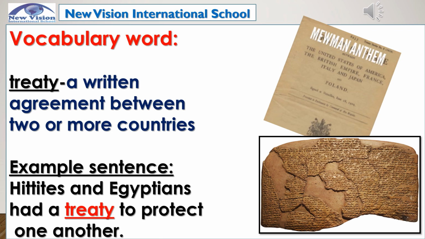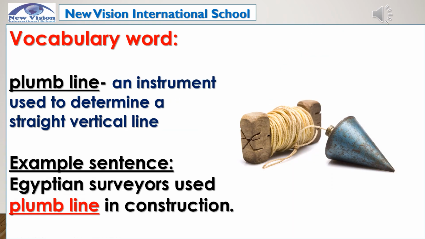Treaty. It's a written agreement between two or more countries. Example sentence: Hittites and Egyptians had a treaty to protect one another. Plumb line. It's an instrument used to determine a straight vertical line. Example sentence: Egyptian surveyors used plumb line in construction.